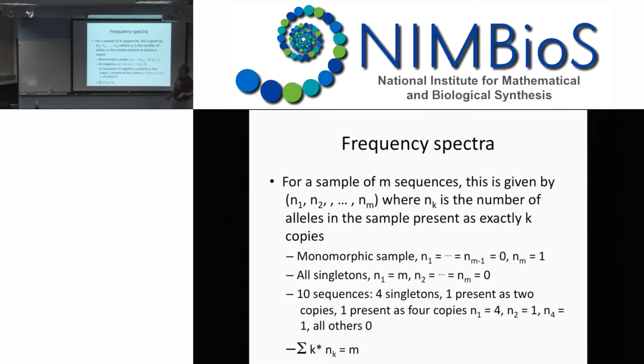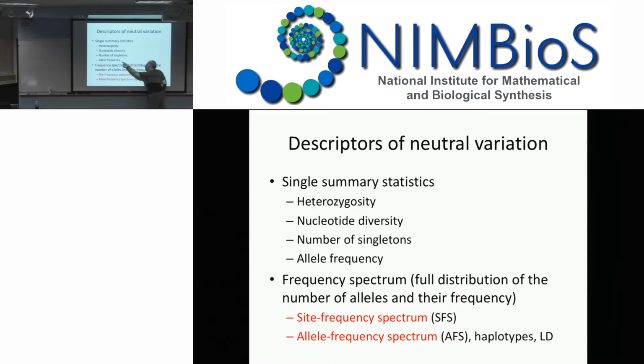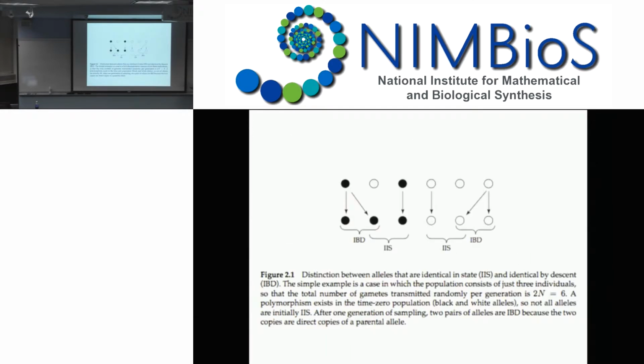If you have nothing but singletons, you've got 1 copy, 2 copies. Basically, it's a complete way of looking at the allele frequency over a large number of sites. And it's either called the site frequency spectrum or an allele frequency spectrum, depending upon if you think of these as sites or alleles. We'll talk about that distinction in a second.